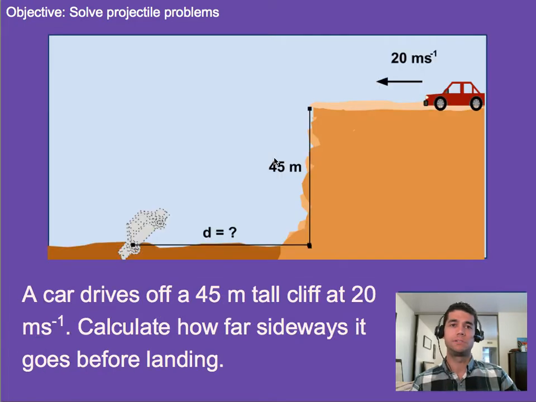So let's give this a shot. Let's do some practice on this. A car drives off a cliff, a 45-meter tall cliff, at 20 meters per second. Go ahead and calculate how far sideways it would go based on this. So we're going to walk through this together. If you think you can do it on your own, then pause now and go ahead and solve it, and then check afterwards.